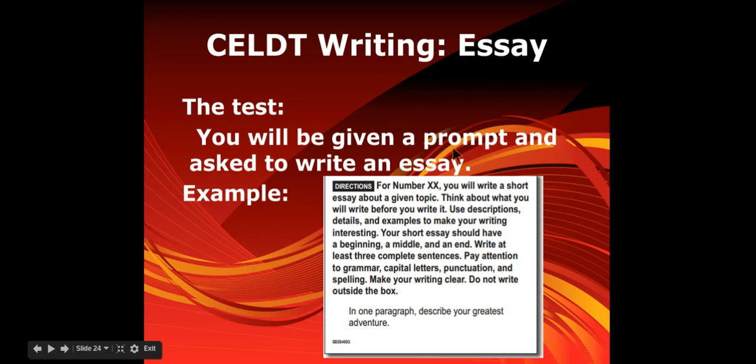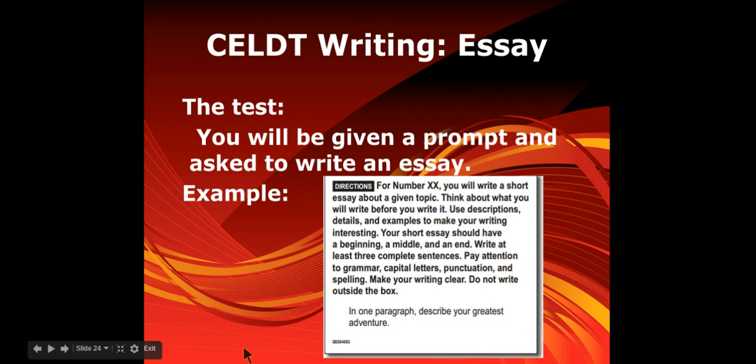So you'll be given a prompt, and you want to make sure that you read the prompt. So here's a sample one that I got. It says, for this number, you'll write a short essay about a given topic. Think about what you will write before you write it. Use descriptions, details. This is basically the same thing as the CELDT sentence writing. It's just amped up. Okay? And so in one paragraph, describe your greatest adventure.